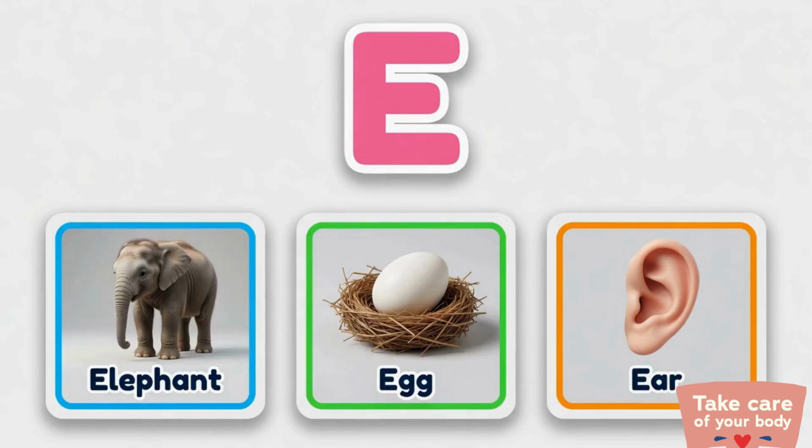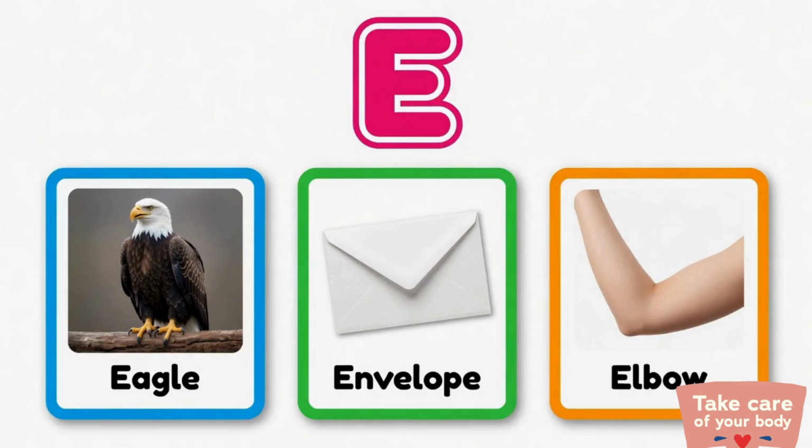This is the letter E. E is for elephant. E is for egg. E is for ear. E is for eagle. E is for envelope. E is for elbow.